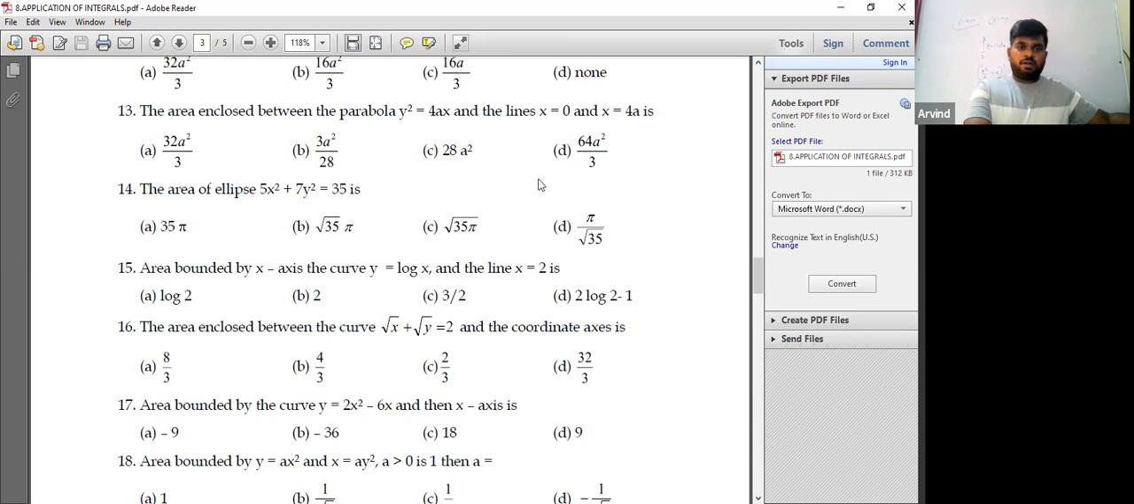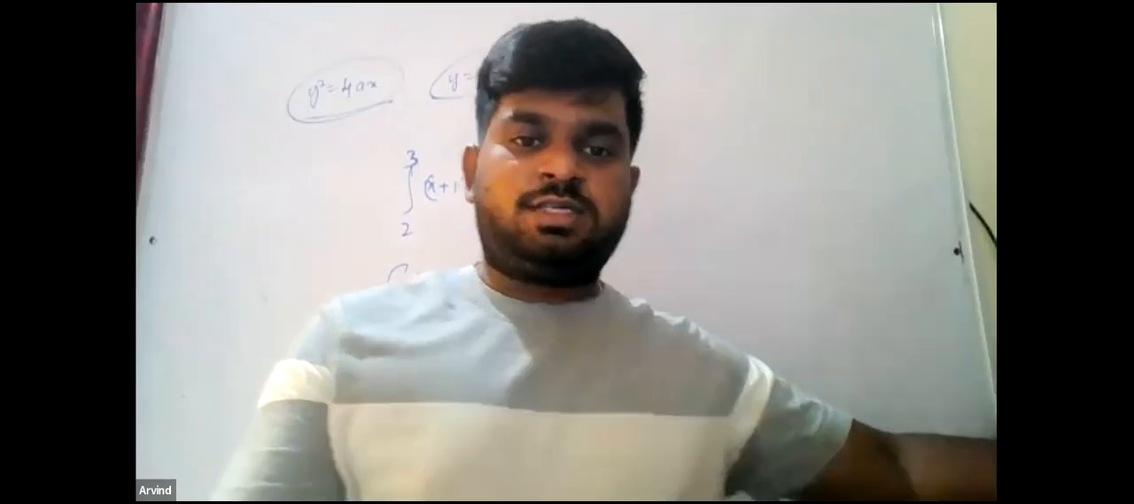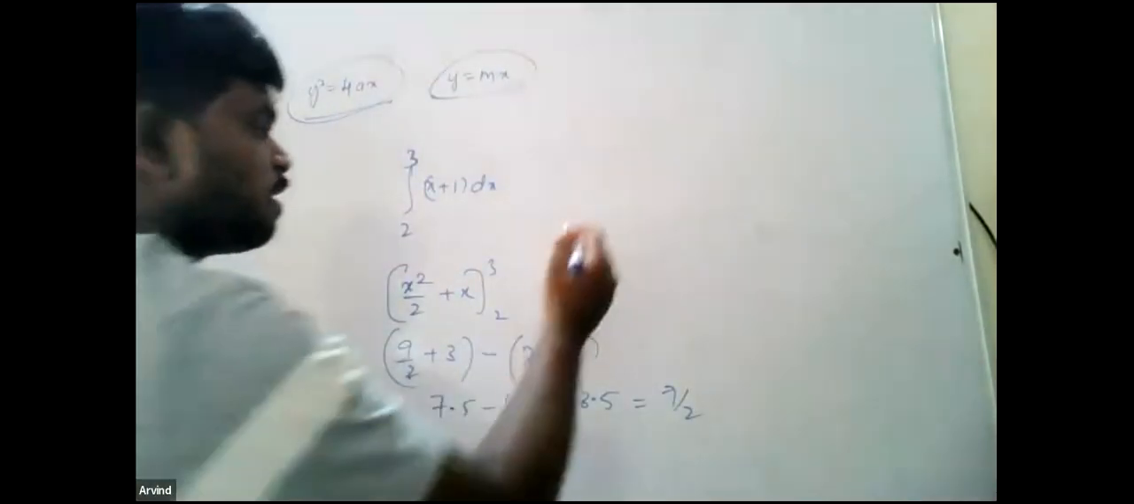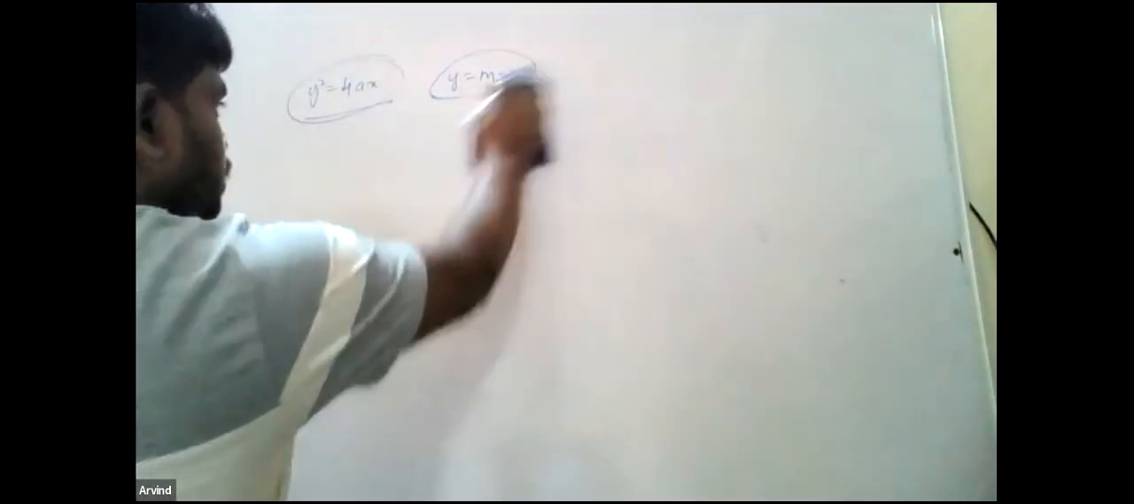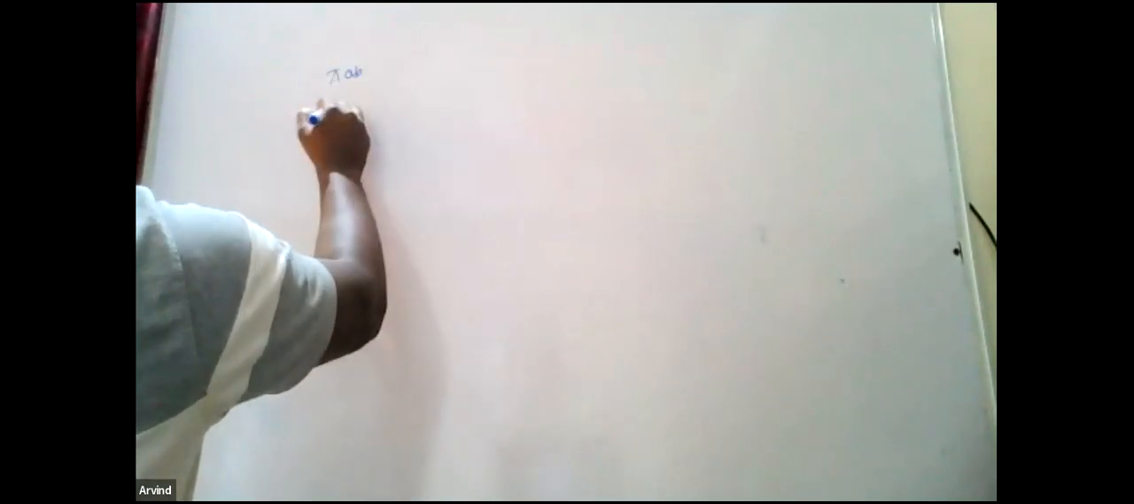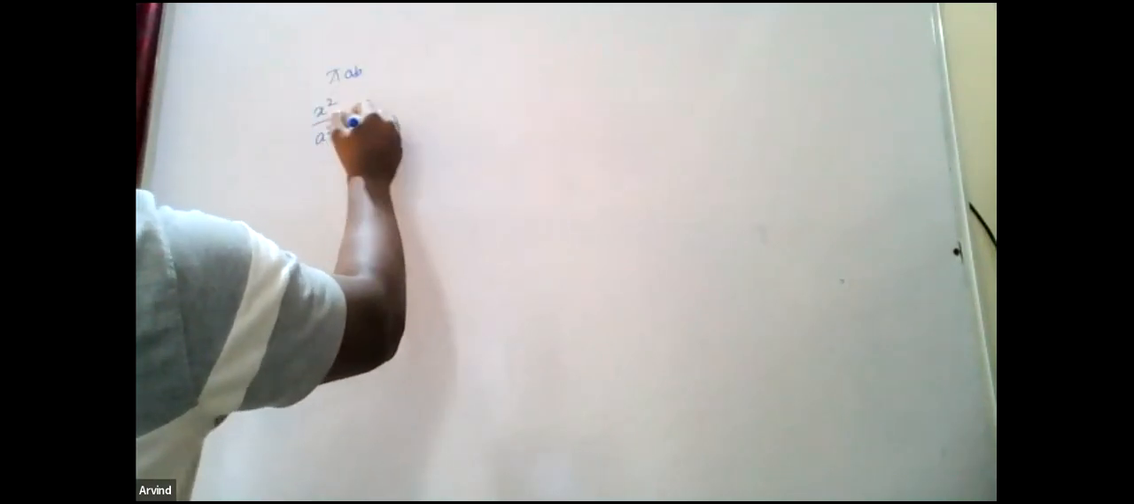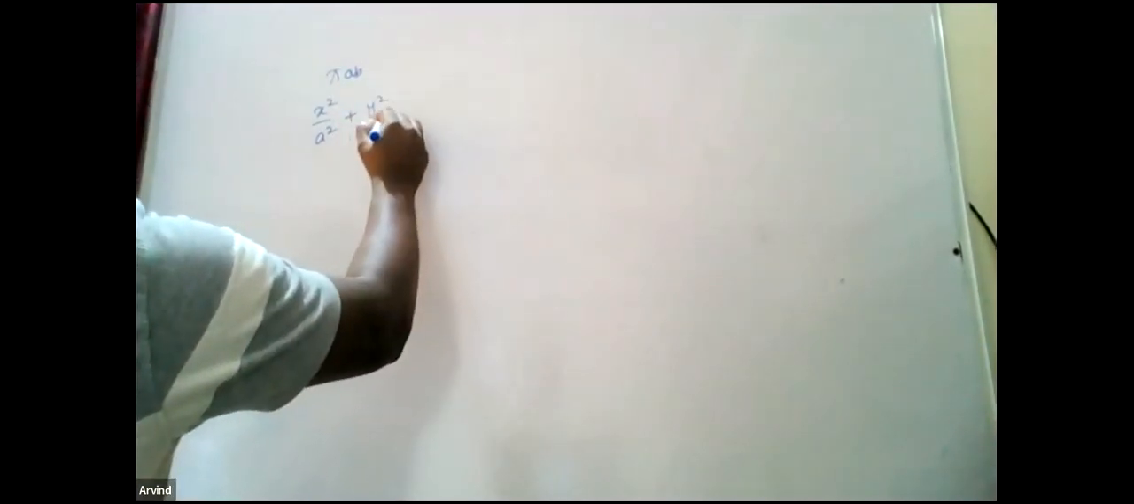Let's try the 14th one, which is a bit different. The area of the ellipse 5x square plus 7y square is equal to 35. This is a bit different, so let's do that. We know the area of the ellipse is given by pi ab, if the standard form of the ellipse is x square by a square plus y square by b square is equal to 1.